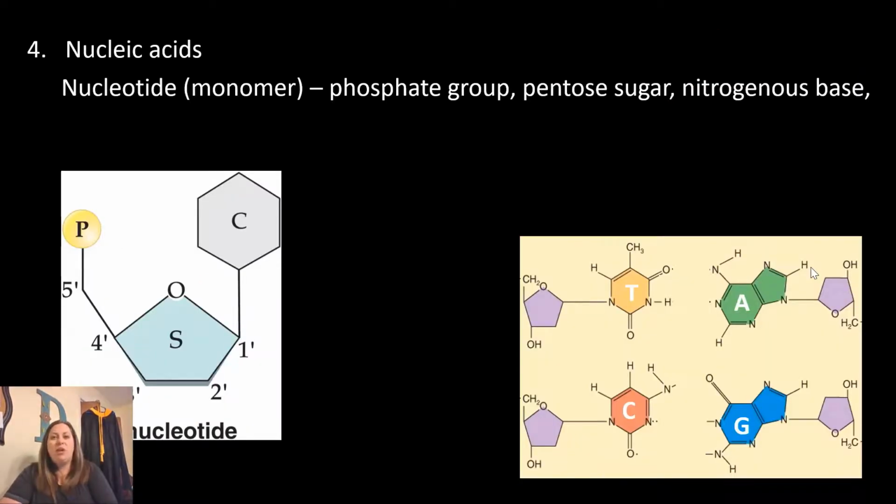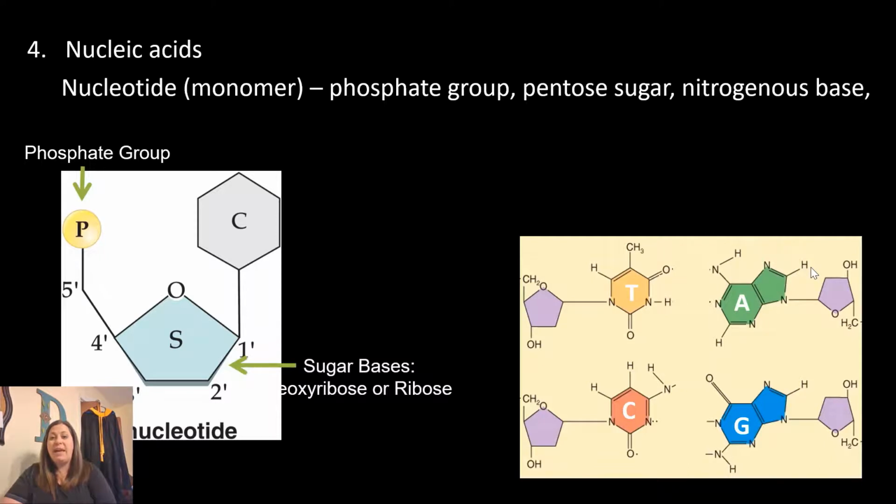The last macromolecule we're going to look at are nucleic acids. Nucleic acids have a building block called the nucleotide. A nucleotide is going to be composed of a phosphate group. Okay, so we have a phosphate group there, a pentose sugar. It will either be deoxyribose or ribose, depending on which type of nucleic acid we're building. And it's going to have a nitrogenous base.